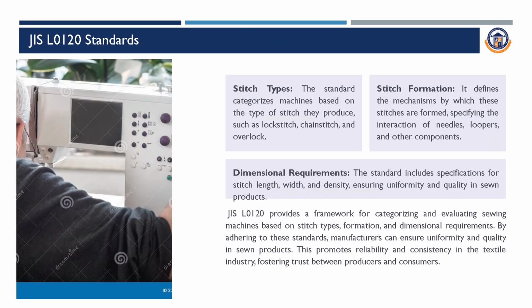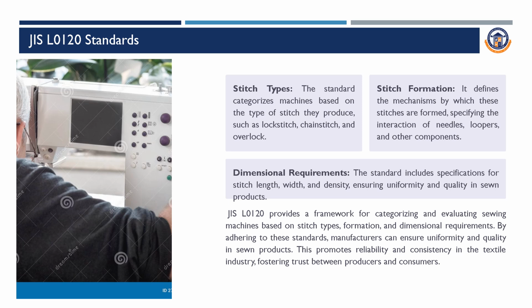Let's see the Japanese Industrial Standard L0120. Here it comes under three categories. One is stitch type, how it is categorized under this standard. Then stitch formation, how it is defined in this standard, and the dimensional requirements of the standard.